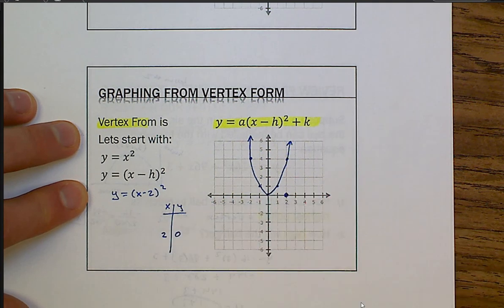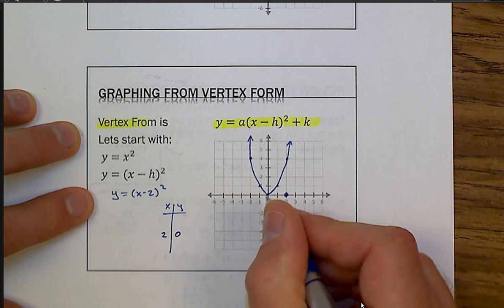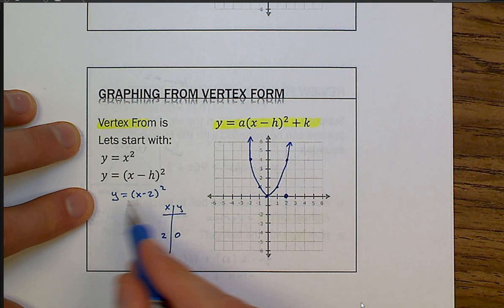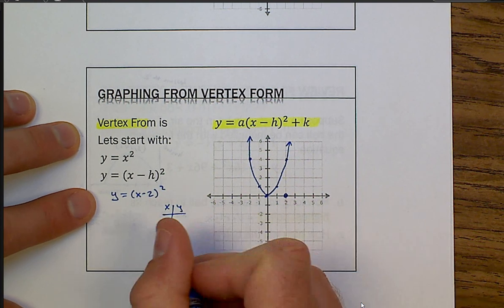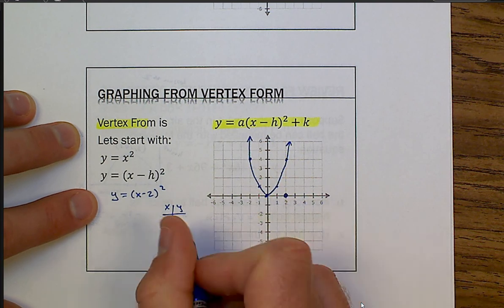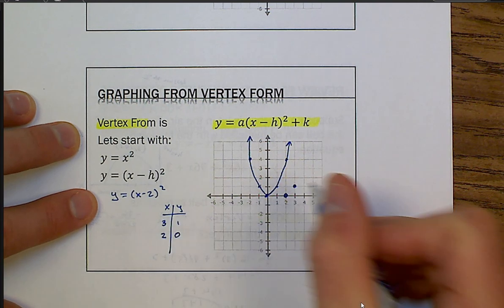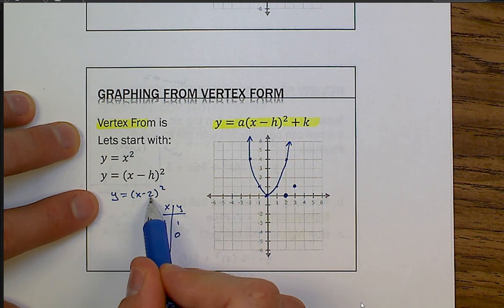Okay? And so now I'm going to pick a point to the right and to the left of my new point of this equation here. So let's pick a 3. If I pick a 3, 3 minus 2 is 1. 1 squared is 1. So at 3, 1 would be here. And let's go positive 1. 1 minus 2 is negative 1. Negative 1 squared is still 1.